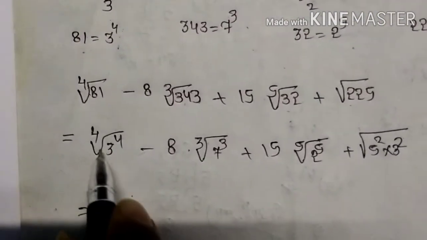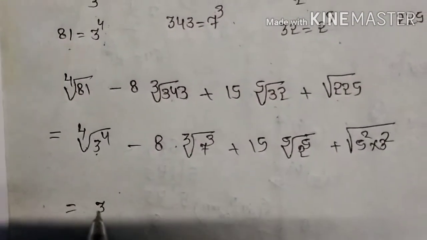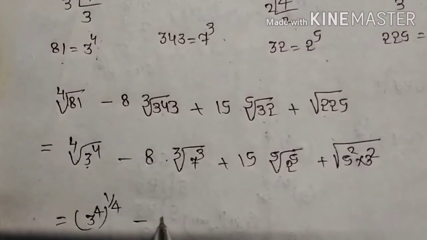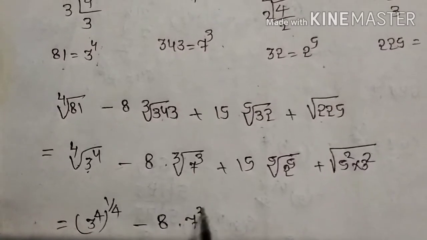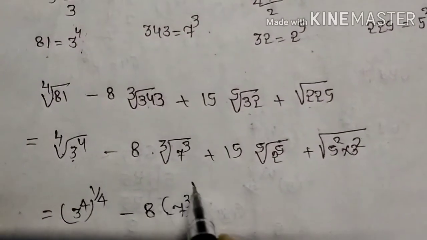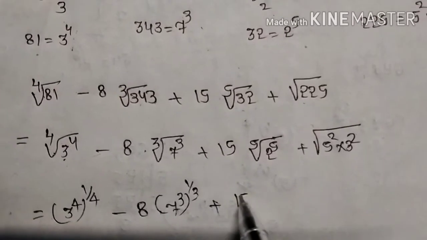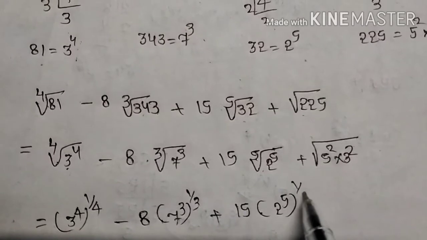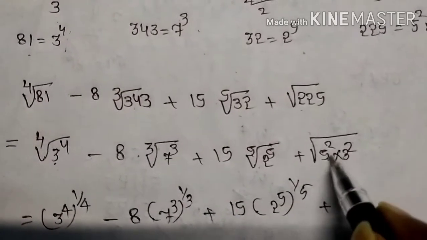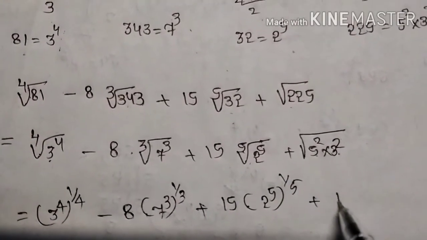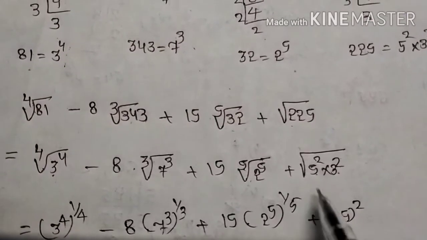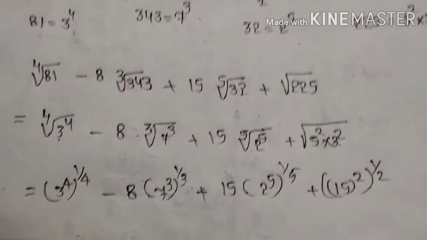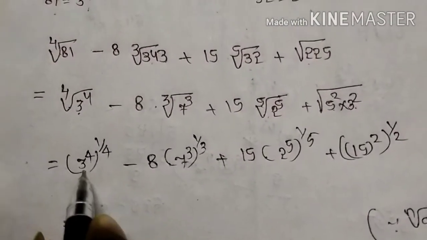So that is here fourth root of 3 power 4 can be written as 3 power 4, whole power 1 by 4, minus 8 into 7 power 3. This cubic root can be written as whole power 1 by 3, plus here 15 into 2 power 5. This fifth root can be written as whole power 1 by 5. Let's see here, 5 square into 3 square can be written as 5 into 3, how much is it? 15 square. You can write here square, and also square root can be written as whole power 1 by 2. Is it okay? Next you can see here 3 power 4 whole power 4.